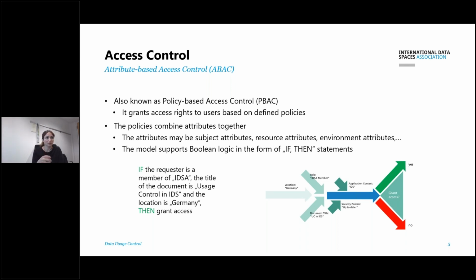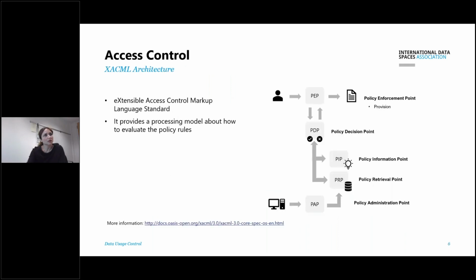Mostly the models support Boolean logic in the form of if-then-else statements. So for example, you can define a policy that if a requester is a member of IDSA, if the title of the document is, for example, data usage control in IDS, if the location is Germany, then grant access. So here on this right side, you can see that the attributes and values will be checked. And then there will be the question whether the access shall be granted or not, and the answer is either yes or no.